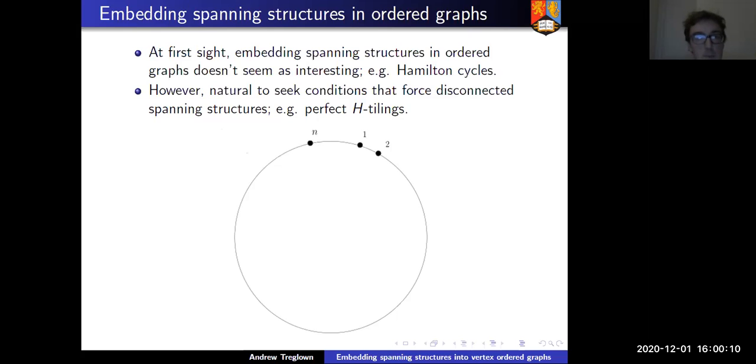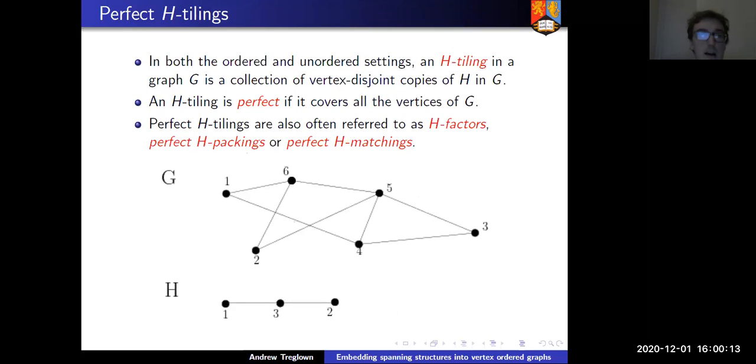Okay, so what's a perfect H-tiling? Both in the ordered and unordered settings, an H-tiling in a graph is just a collection of vertex disjoint copies of H in G. And we say that an H-tiling is perfect if it covers all of the vertices of G.